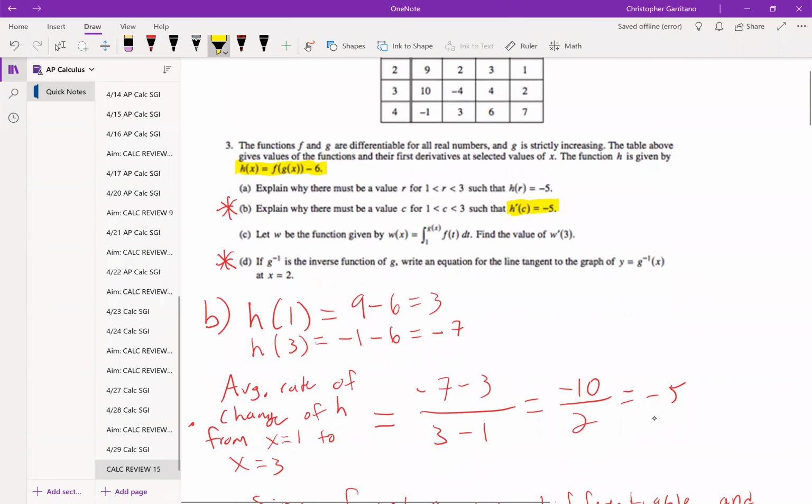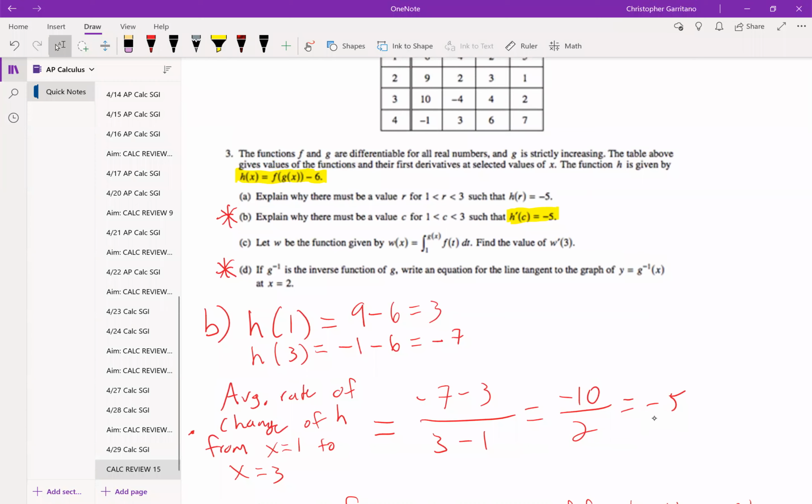Now, the mean value theorem tells us to find the average rate of change of h on an interval between 1 and 3. So I just chose the endpoints x equals 1 and x equals 3, and I found the average rate of change of h on this interval. You can use the table to determine that h of 1 is equal to 3, h of 3 is equal to -7, and so when we do average rate of change, we find the slope of that secant line basically. So we do the change in y over the change in x, and we get -5.